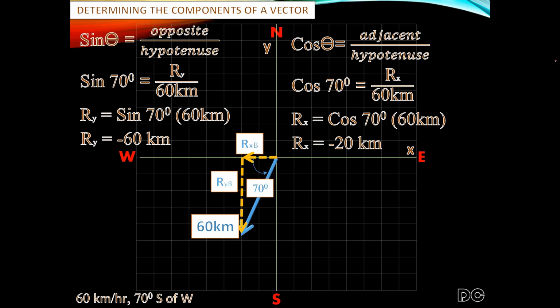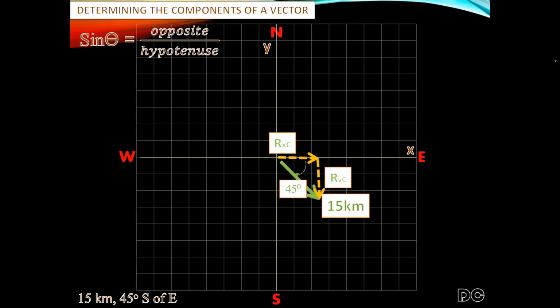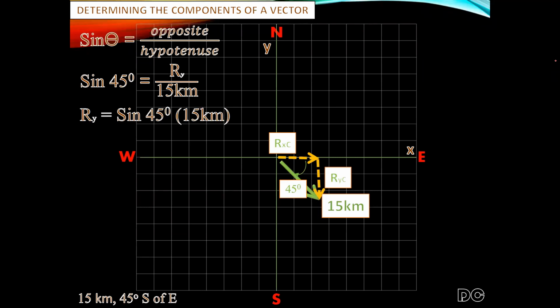Next is for the third vector. Sine is equal to opposite over hypotenuse. Since the opposite is the y component, r sub y is equal to sine 45 degree times 15 kilometer, and that is equal to negative 11 kilometer. Negative because the y on the fourth quadrant is also negative.